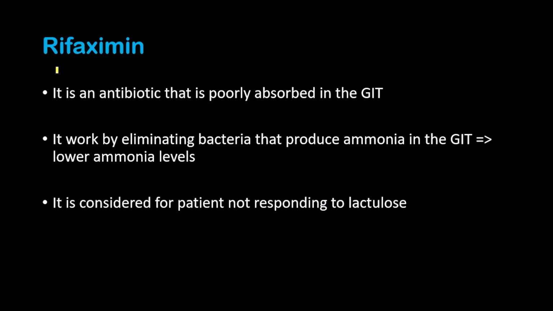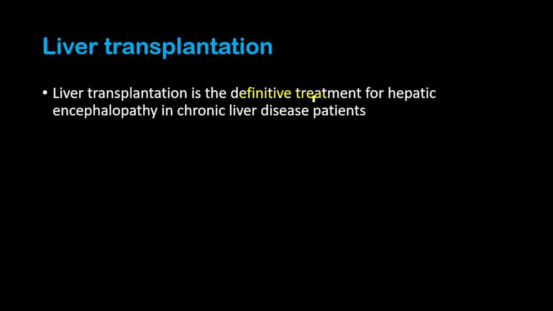Now we also have the rifaximin, and this is an antibiotic that is poorly absorbed from the gastrointestinal tract. So it works locally on the gastrointestinal tract to eliminate the bacteria that produce the ammonia inside the gastrointestinal tract. And this would lead to a lower amount of ammonia because we have less bacteria producing the ammonia. And this medication is considered for patients not responding to lactulose. Now, the definitive treatment for hepatic encephalopathy in chronic liver disease patients is liver transplantation.